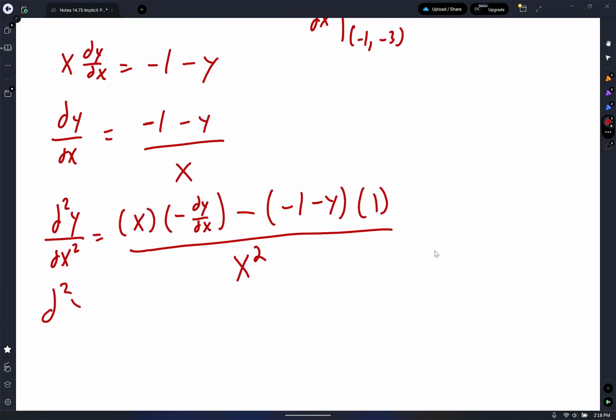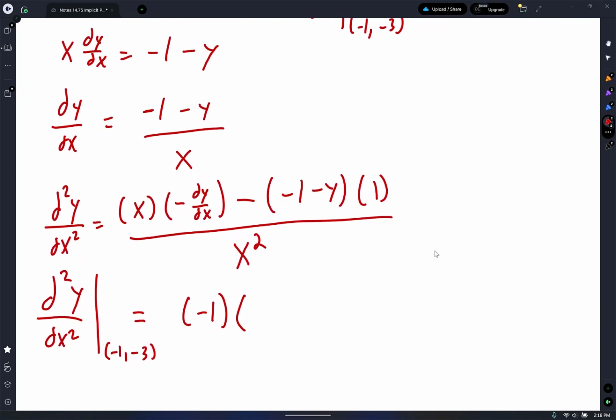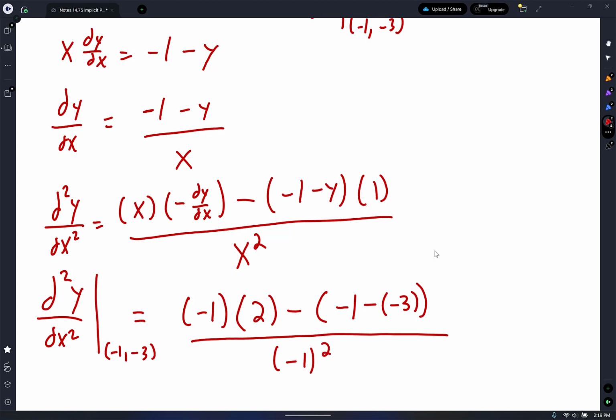All right, so now I'm going to come down here. I'm going to write d squared y over dx squared. I'm going to evaluate this. That line right there means evaluated at -1 comma -3. Have I lost anyone? Okay, I'm just going to plug in my points, guys. So x is -1. dy dx, what do we say dy dx was? But I have a negative there, so it's going to turn into a positive. Minus -1 minus a -3. Make sure I'm not making any mistakes, I make mistakes all the time. All over -1 squared.